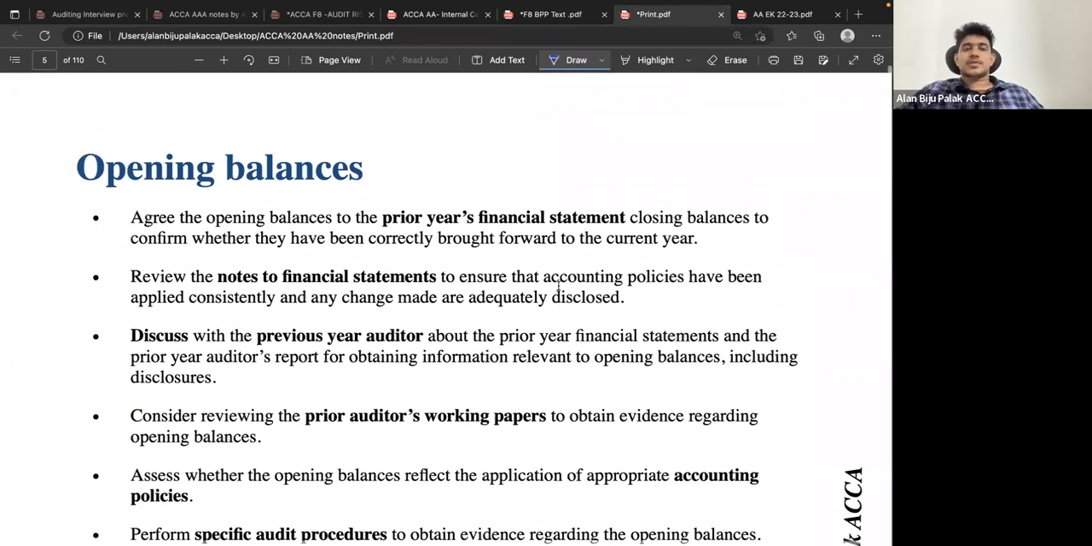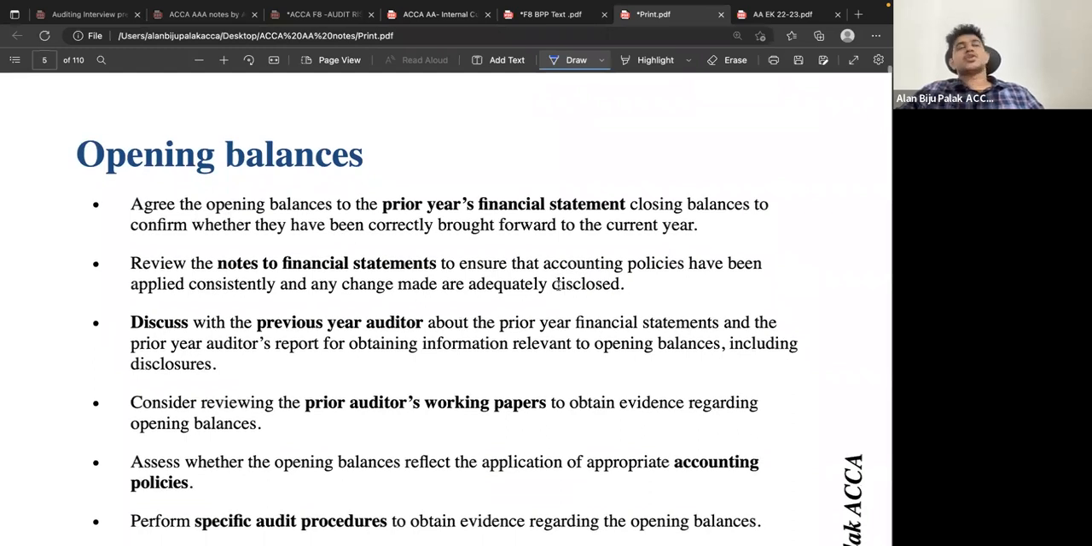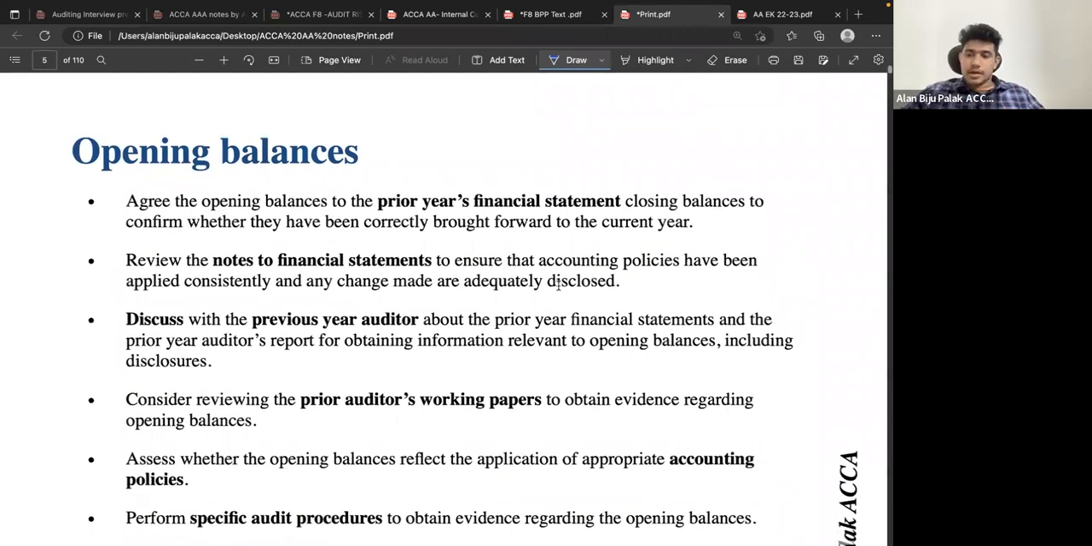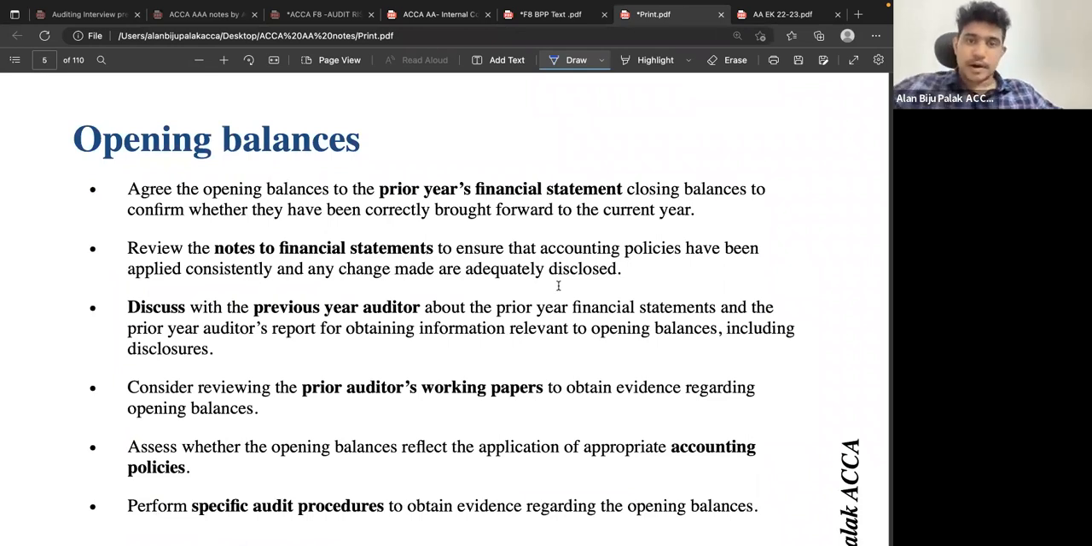The first one is regarding the opening balance. You will never get a question directly on opening balance, or be asked to write the substantive procedures in relation to opening balance. Instead, the examiner might specify in the scenario that it's a new client for the audit firm and the previous year's audit engagement was not performed by any auditors. In that case, we can understand from the scenario that the closing balance of the company might be misstated.